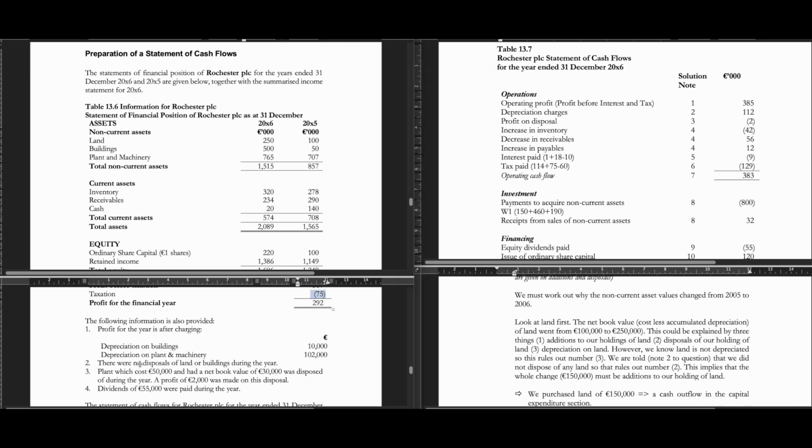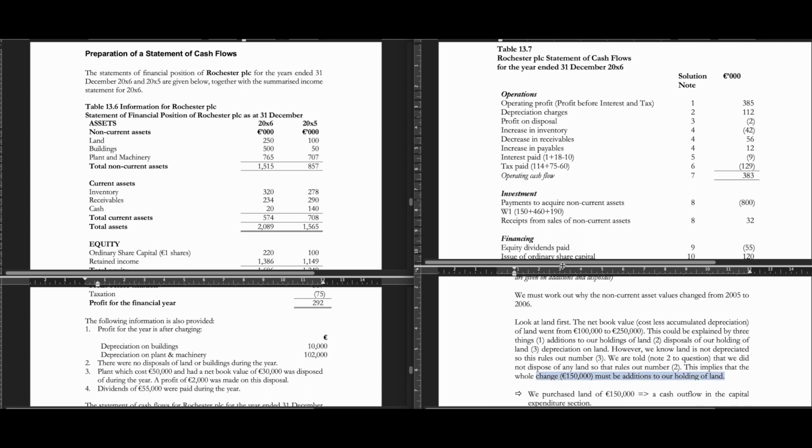We know from this note down here that there were no disposals of land, so we didn't sell any. We know that there isn't depreciation on land because there never is. We don't charge depreciation on land. So that implies that the whole change, 150, must be additions to our holding of land.